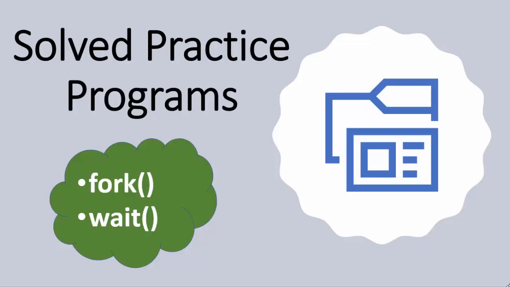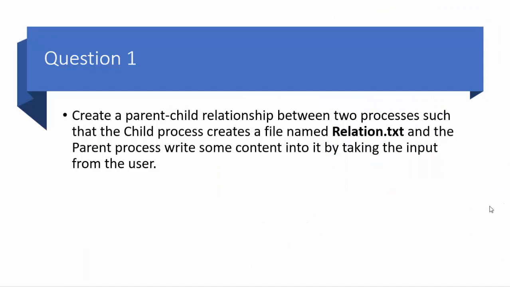Hello everyone. Today we are going to continue with the programs related to fork and the wait system call. The first question that we are going to discuss is to create a parent-child relationship between two processes such that the child process creates a file named relation.txt and the parent process writes some content into it by taking the input from the user. So this means you need to have a parent process which creates a child process. Then the child should create a file and the parent must write into that file. So this is the order that is required to be followed.